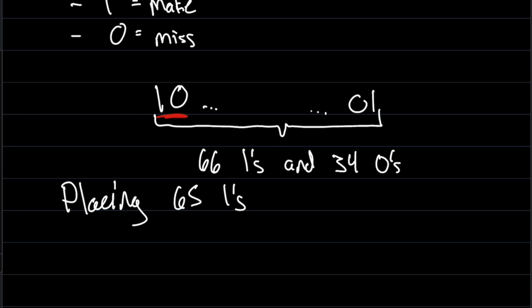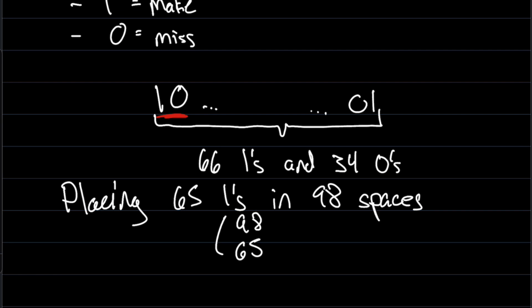65 ones in 98 spaces. And that's a very simple thing to do. We know how to do that. There are 98 choose 65 ways to do this. And then once you place the ones, the zeros predetermine themselves. So that's how many ways we can make a path like this.